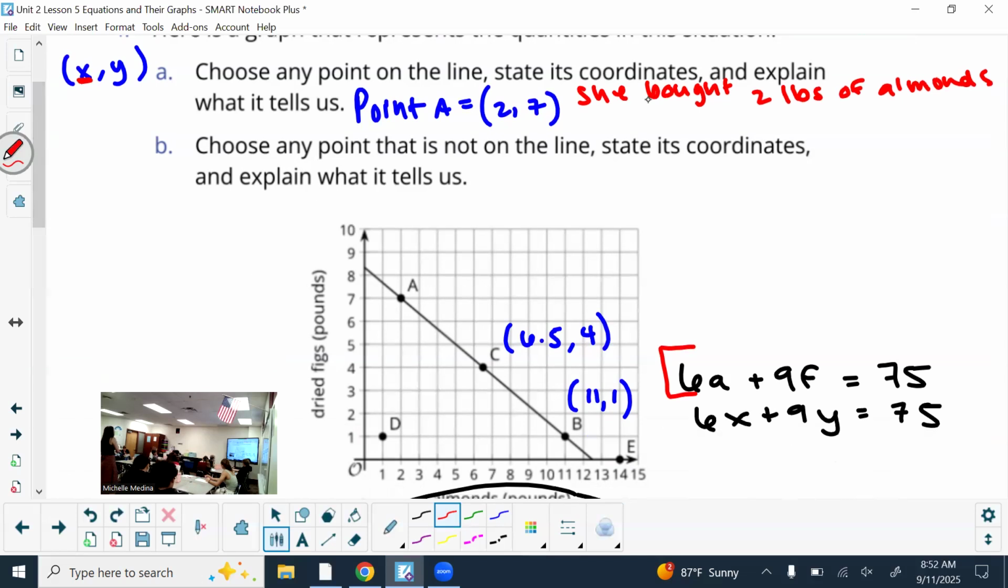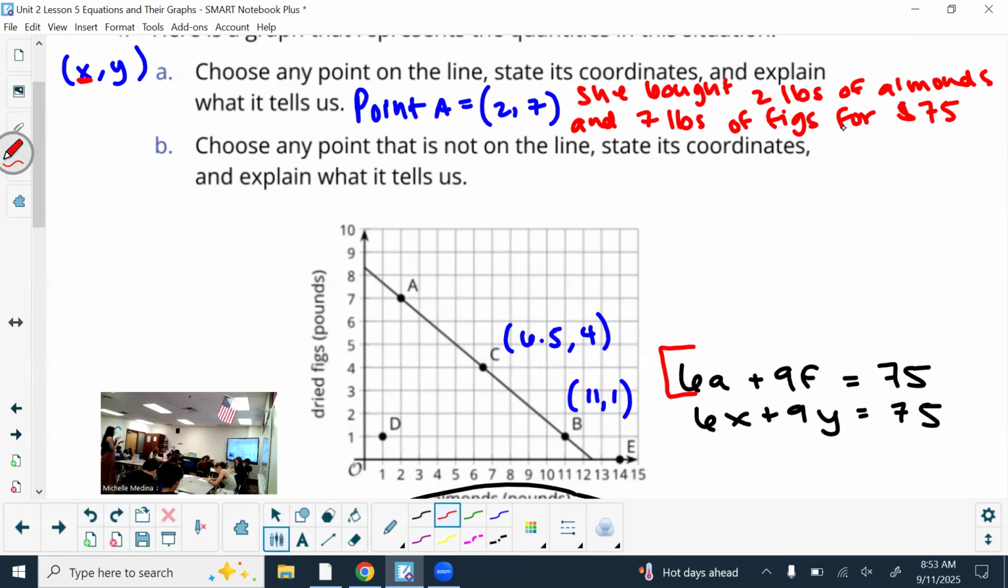It's labeled. So she bought 2 pounds of almonds and 7 pounds of dried figs. I'm just gonna put figs. And it's on the line, so that tells us that it met the constraint. It equals the 75, so that is important. It's on the line, that means it meets the constraint and makes the equation true. Those pairs are solutions to the equation.